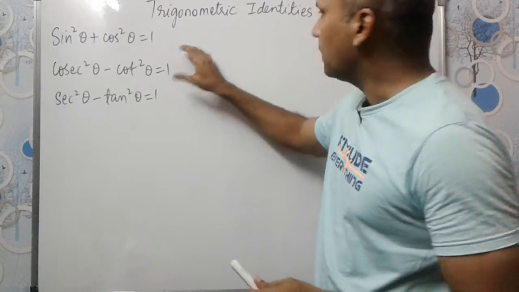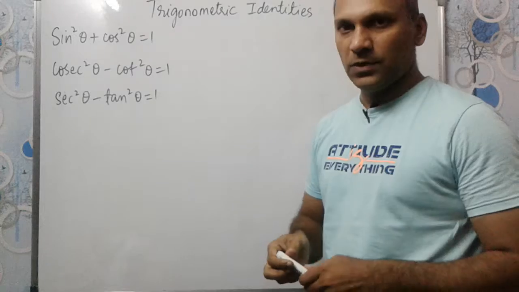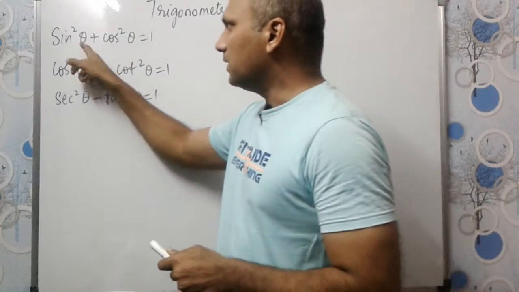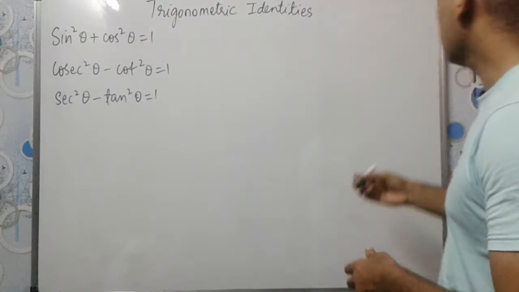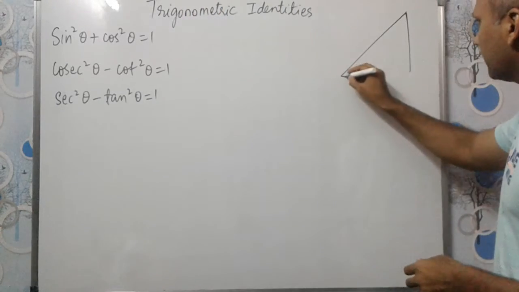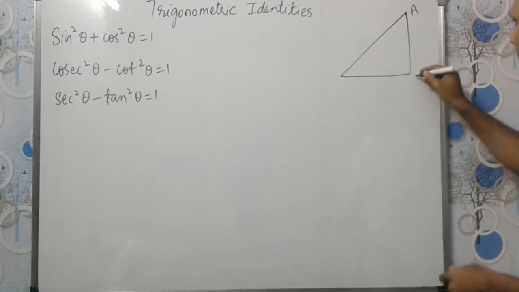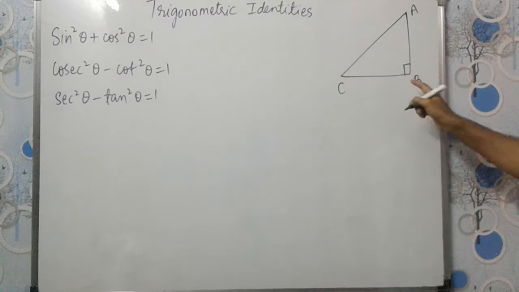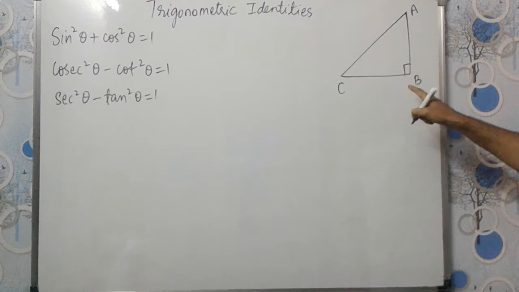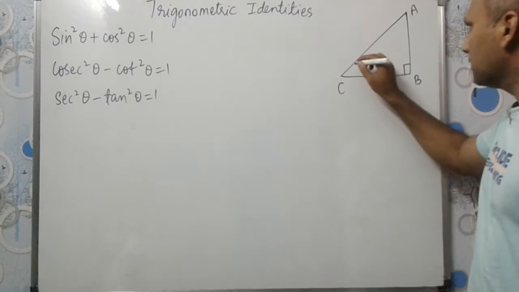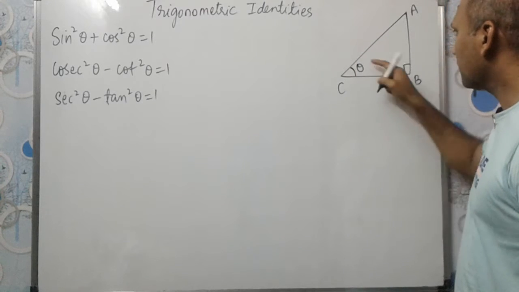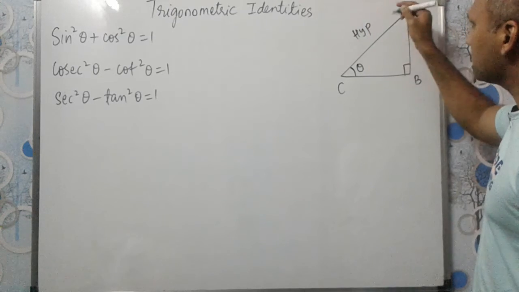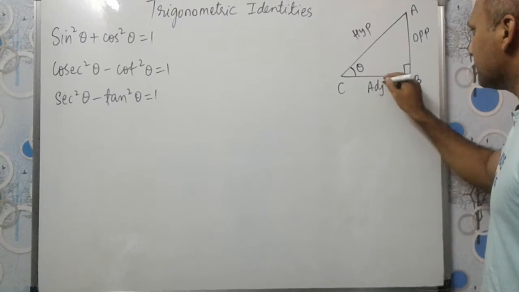These three formulas are called trigonometric identities. Let us derive how we got these identities. We'll learn the derivation of these identities. Let us take a right angle triangle. Let this be A, B and C. Right angle is at B. If this is theta, this side is called the opposite side, this side will be the hypotenuse, and this is the adjacent side.